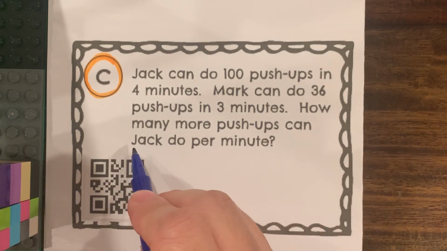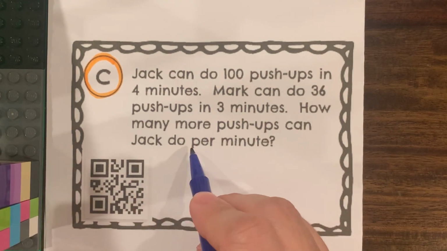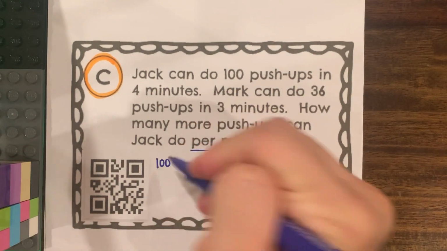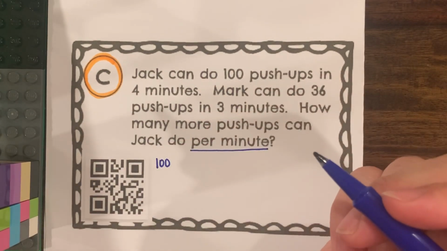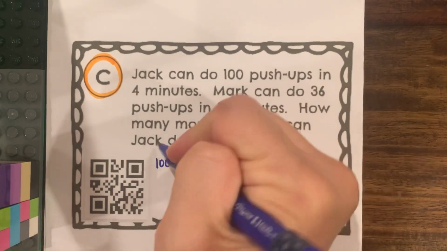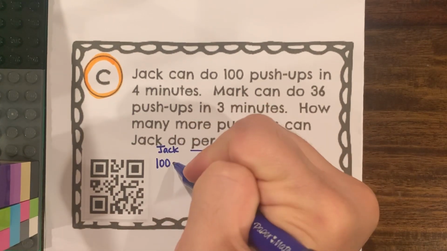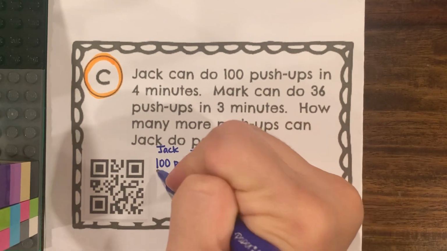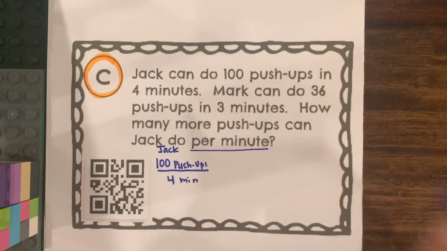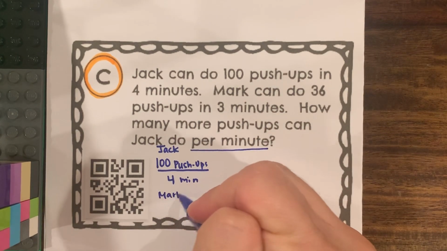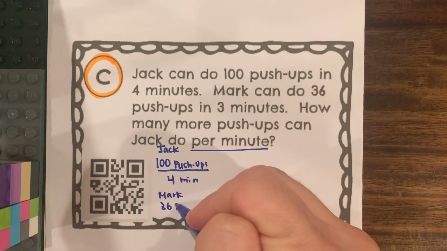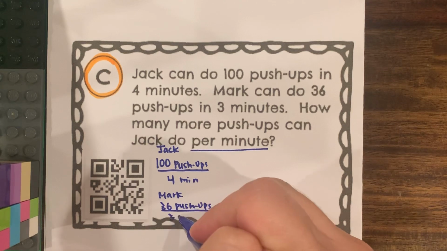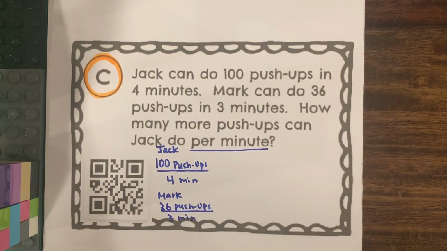Both of these are asking how many more push-ups Jack can do per minute. Per minute is a unit rate. So you want to set up 2 separate rates and find the unit rate for both. This is for Jack, and he can do 100 push-ups in 4 minutes. And for Mark, he can do 36 push-ups in 3 minutes. Sorry, I hope you guys can see that.